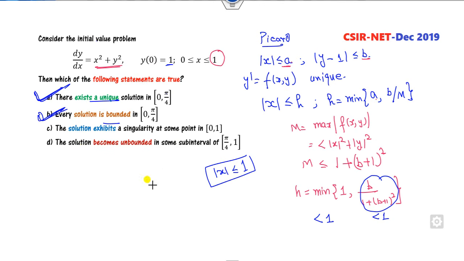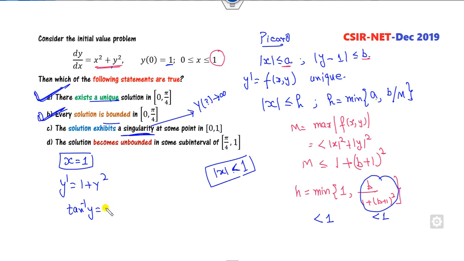What is the meaning of singularity? It means we can get a value of y at some x where it goes to infinity. That's very simple. Now here you can see this value is strictly less than 1. So the unique solution exists for strictly less than 1. I can simply take the boundary point, x is 1. So what is it here? This is 1 plus y square. Now if you integrate them, it is tan inverse y is x plus c. So y is tan of x plus c.